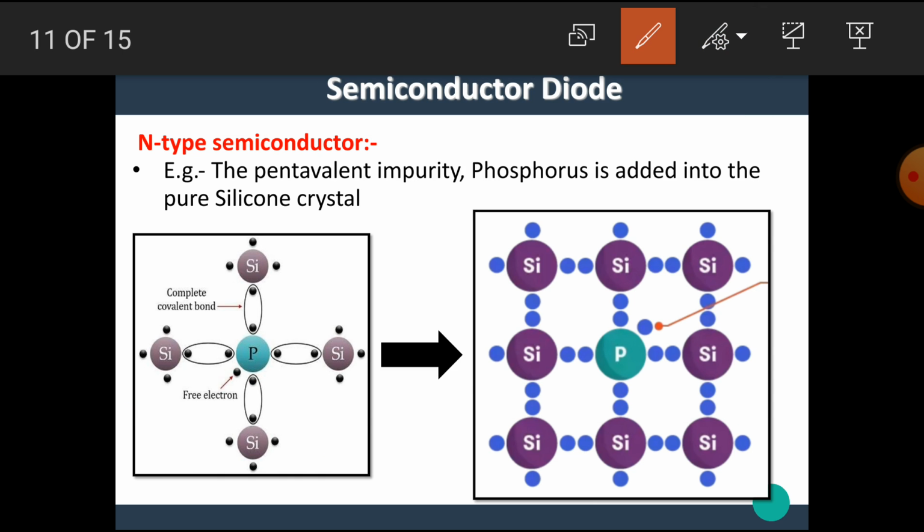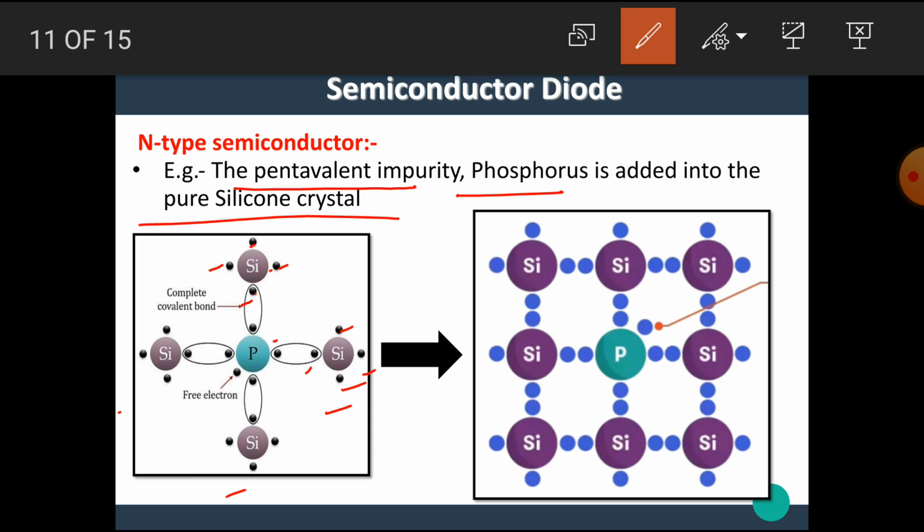For example, the pentavalent impurity phosphorus is added into pure silicon crystal. Here 4 silicon atoms are shown and 1 phosphorus atom is shown. We know that silicon is a tetravalent material, hence it contains 4 electrons in its outermost orbit. First, second, third, fourth. Similarly, first, second, third, fourth.